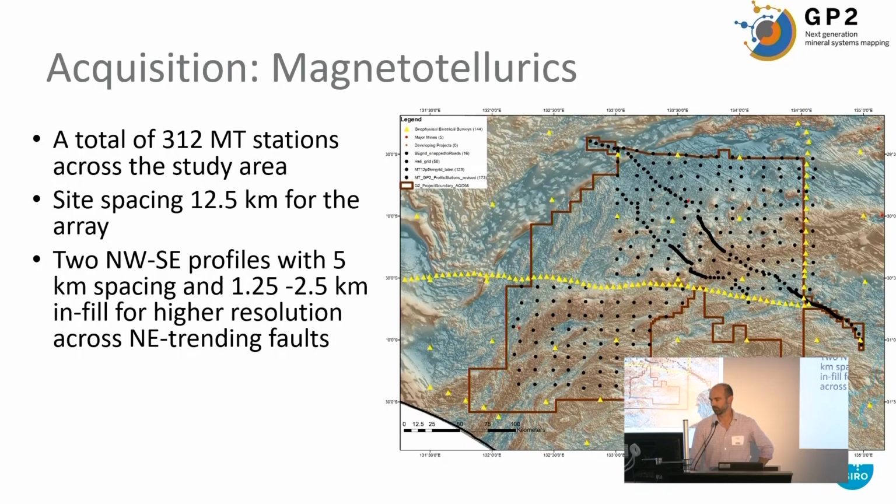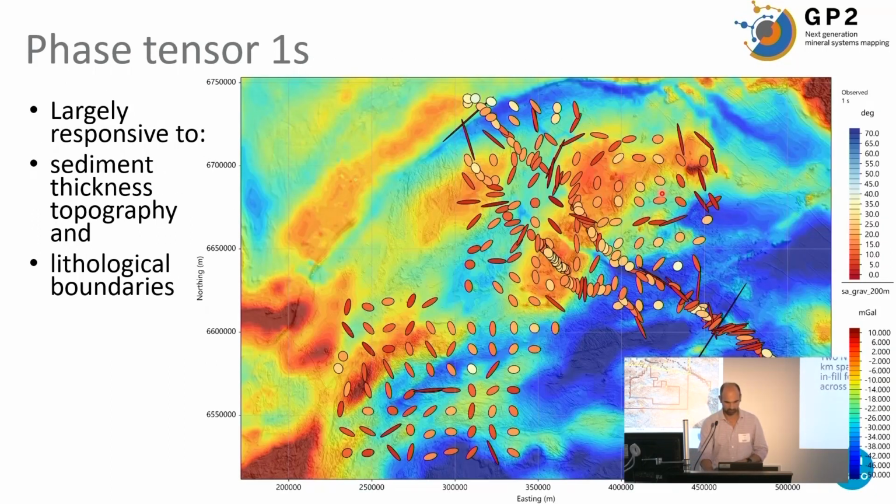So this was a 12.5 kilometer spaced grid. That's the backbone. And then there are also two closely spaced profiles running across it. Those were put in because of land access along existing roads or tracks, and also to cross areas where we at the time thought there was enhanced nickel content and also gold. So we want to be able to image those.